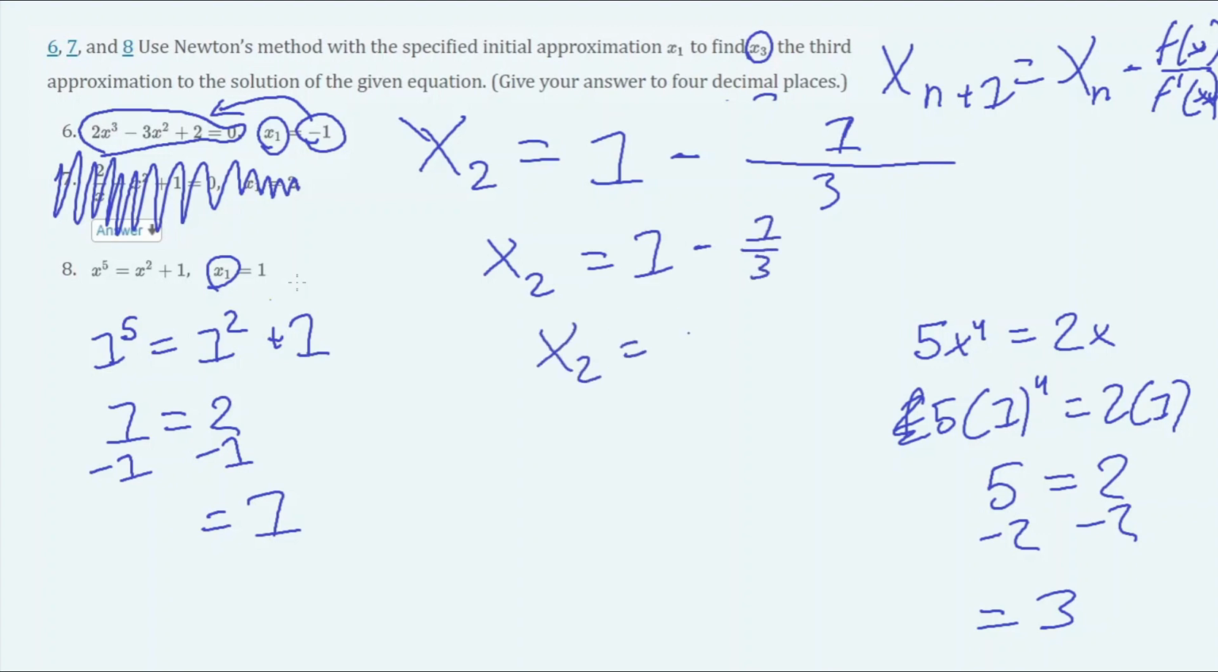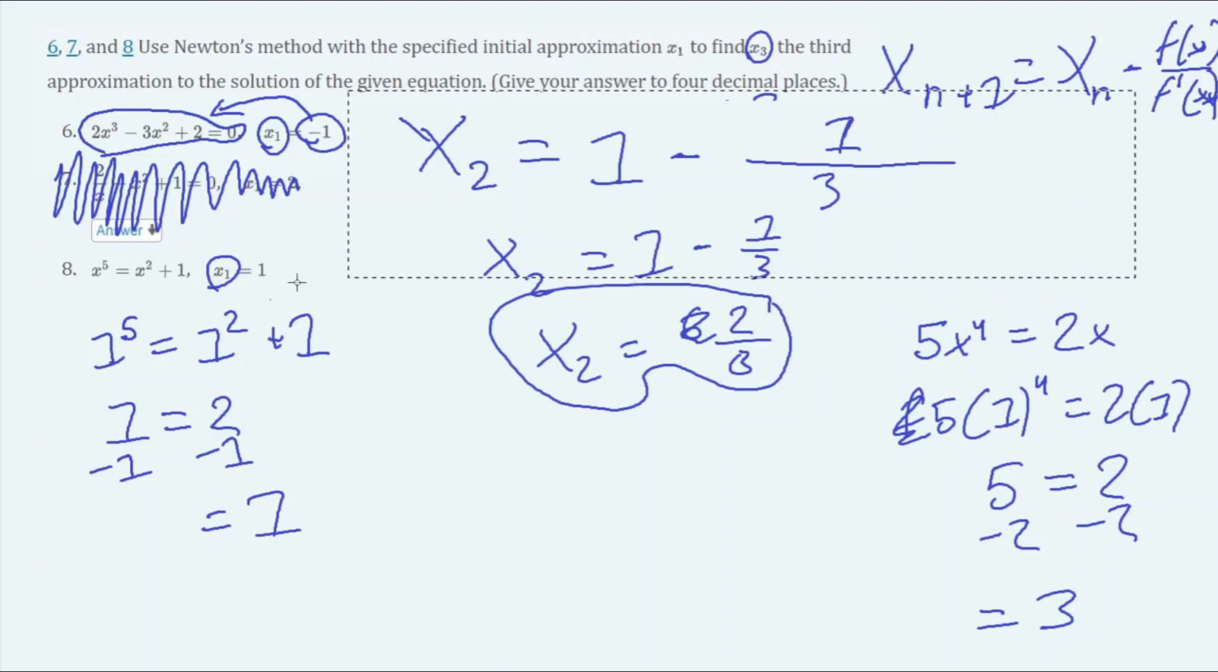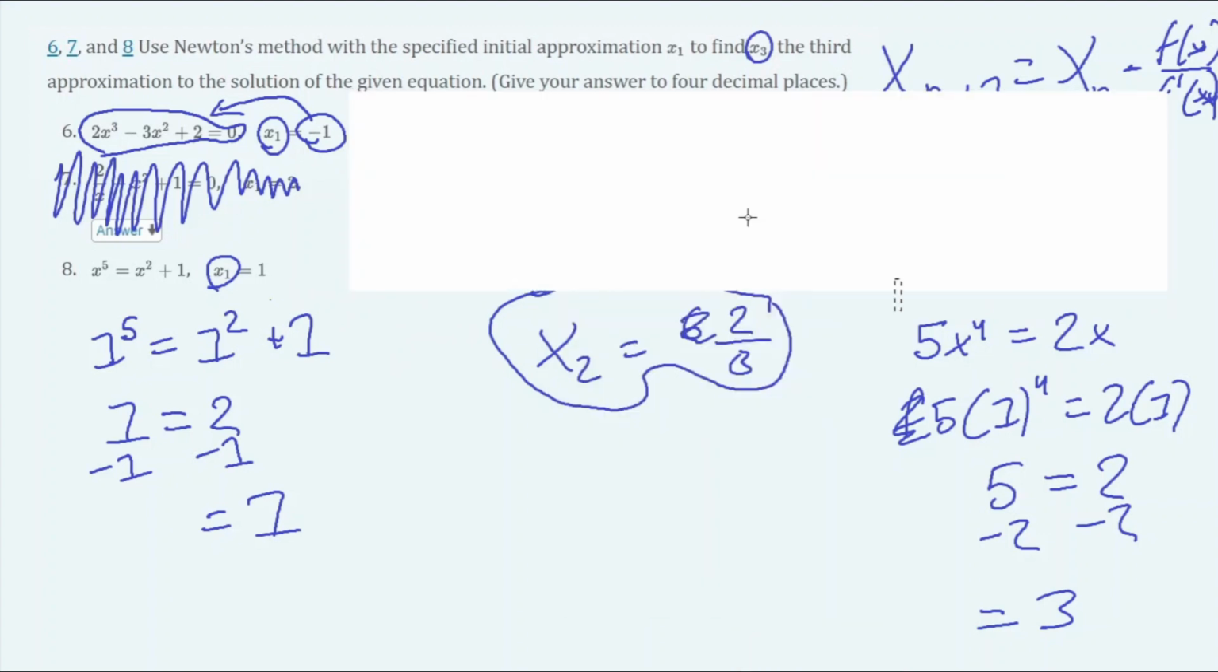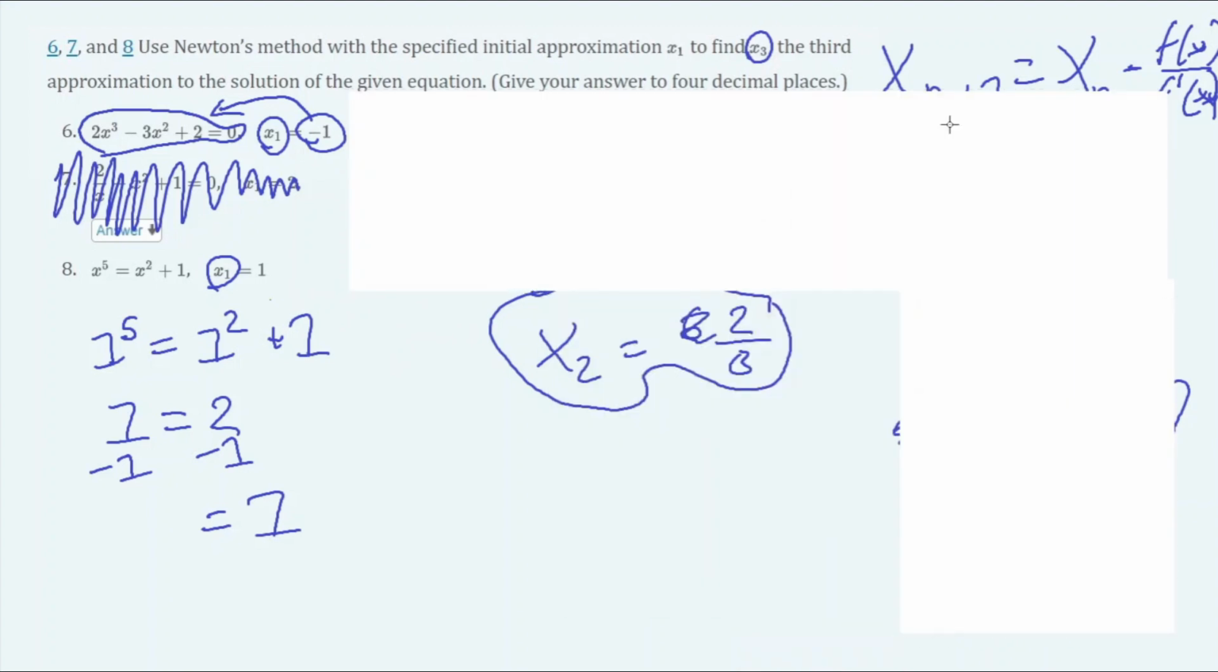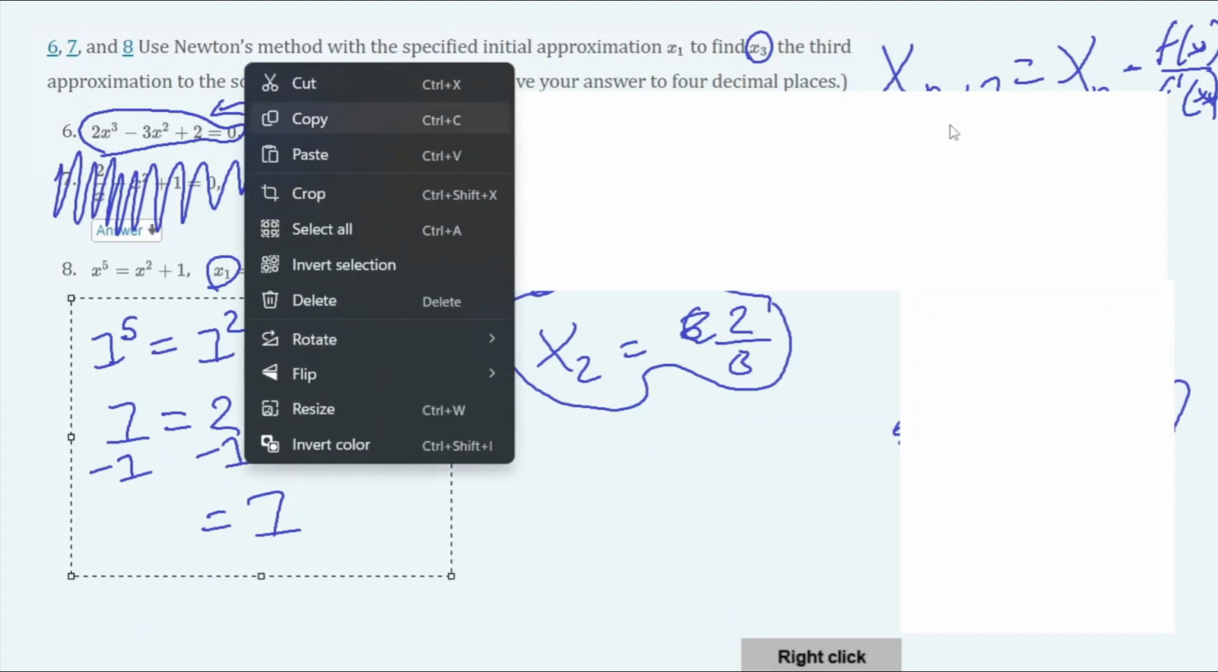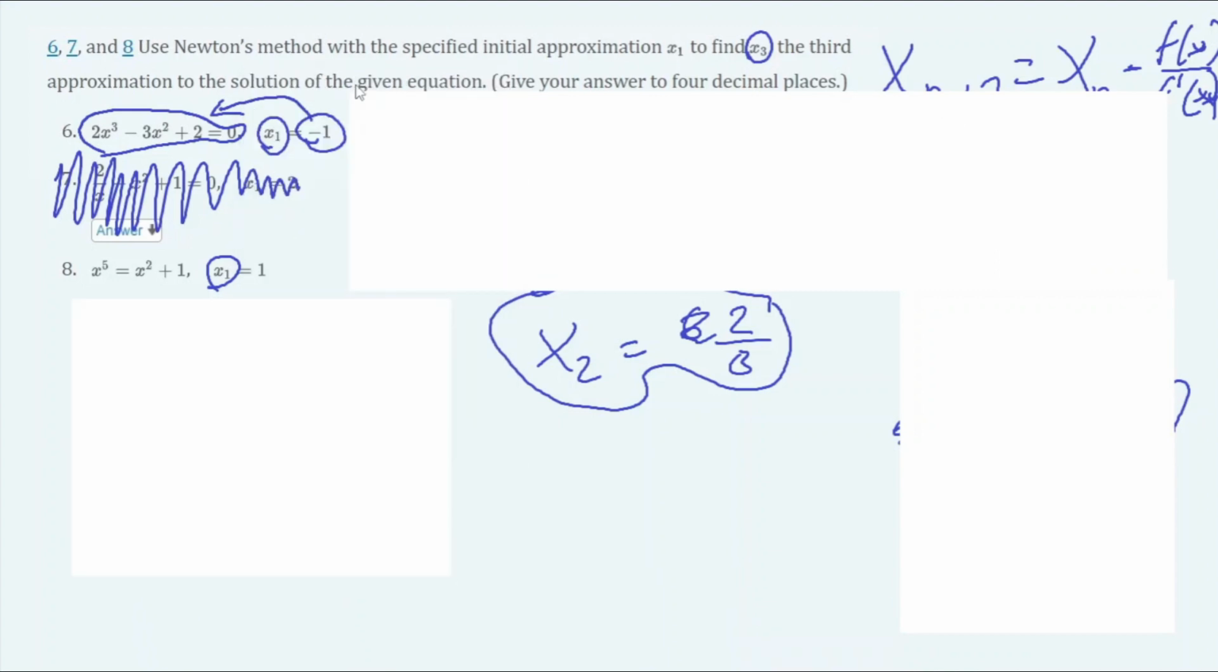So x2 is going to be equal to 2 over 3. And now using this x2, we have to find out x3. So let's make a little bit of space here and a little bit of space down here. And I did delete the derivative, which is not ideal. But we could just write it out again. It was 5x^4 is equal to 2x. And now to find the x3, we need to apply the same rules.